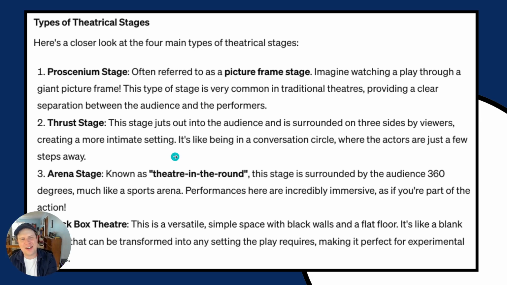An arena stage, known as a theater in the round. This stage is surrounded by the audience 360 degrees, much like a sports arena. Performances here are incredibly immersive, as if you're part of the action. So if you go to an arena and you watch a basketball game, that's kind of what this is. And of course, arenas are frequently used for more than sports. They're used for things like theater, musicals, stuff like that. This is the type of performance that's going to happen with the audience surrounding it.